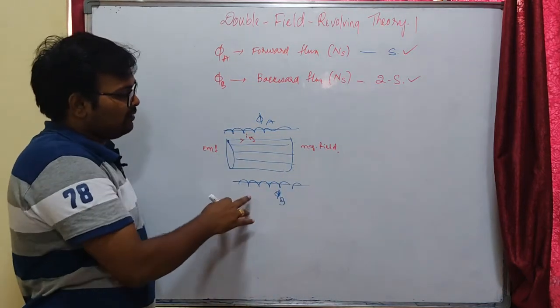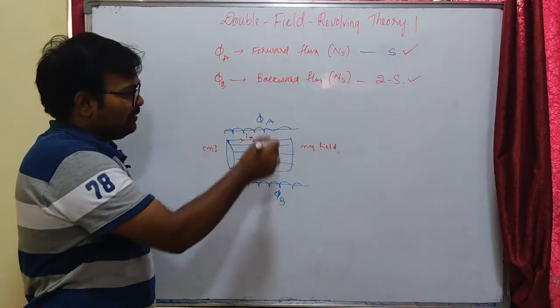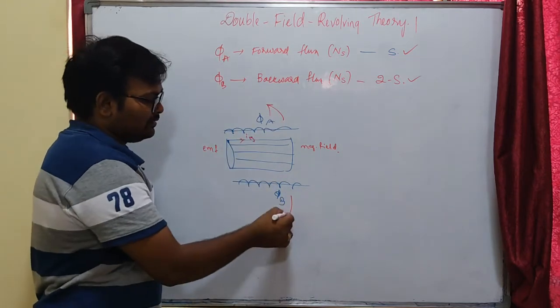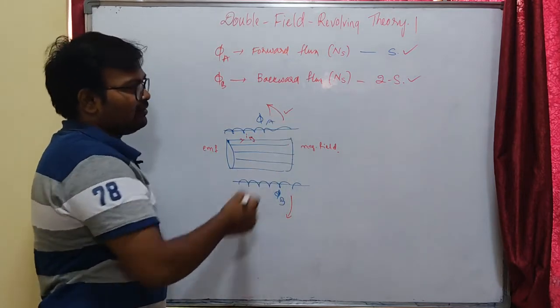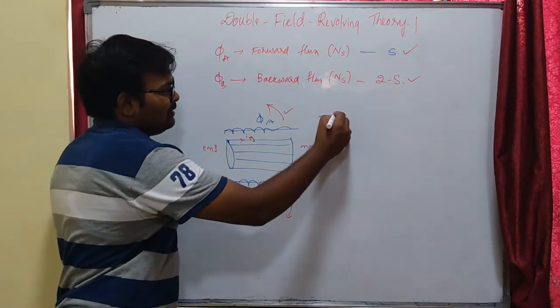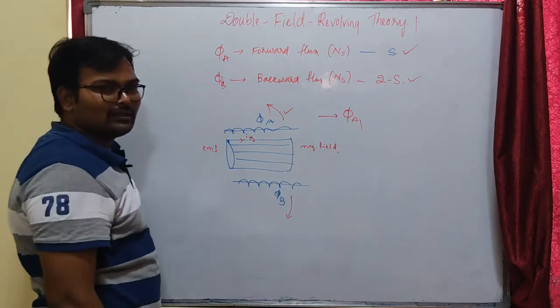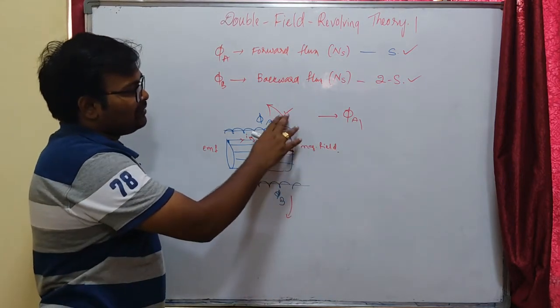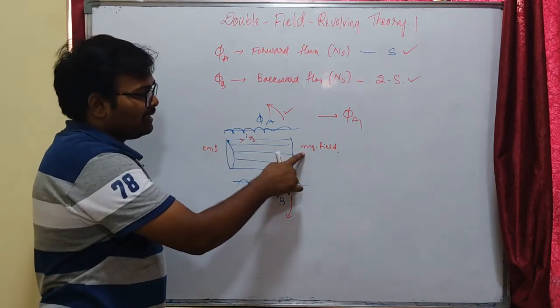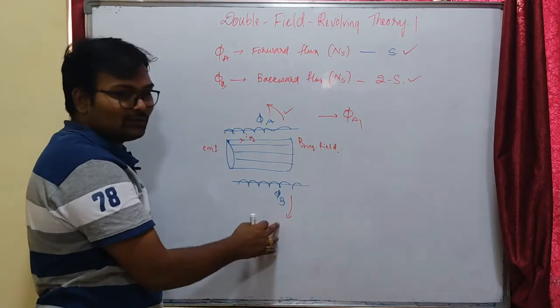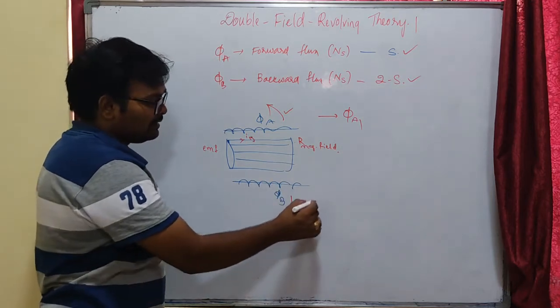Now we have two oppositely rotating magnetic fields, phi A and phi B, rotating clockwise and anti-clockwise. The rotor magnetic field tries to link with our forward rotating magnetic field. Let us consider this as phi A1, due to the interaction between the rotor magnetic field and the forward rotating phi A. The rotor magnetic field will also try to link with the backward rotating flux, phi B.